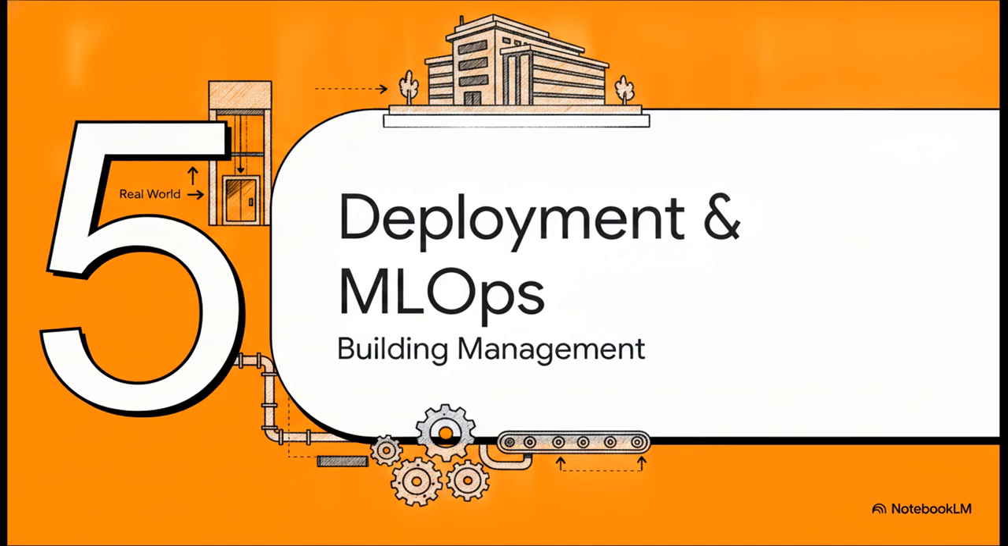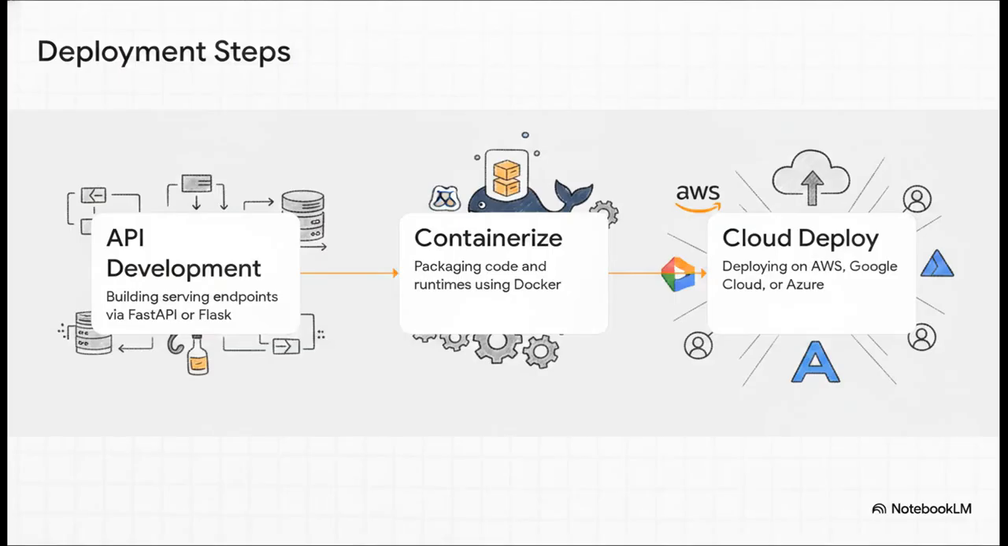Because let's face it, a high-tech penthouse is completely useless if nobody has an elevator to visit it, right? MLOps is what keeps everything running smoothly in the real world. Shipping AI means taking your brilliant models and turning them into accessible, reliable products. First, you build API-serving endpoints using FastAPI or Flask so other applications can actually talk to your model.